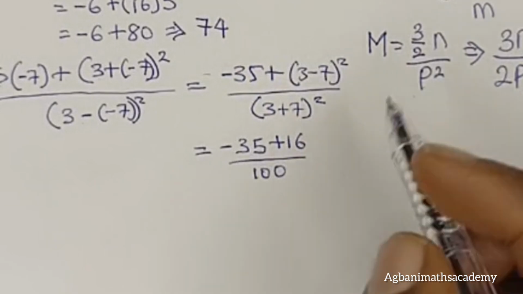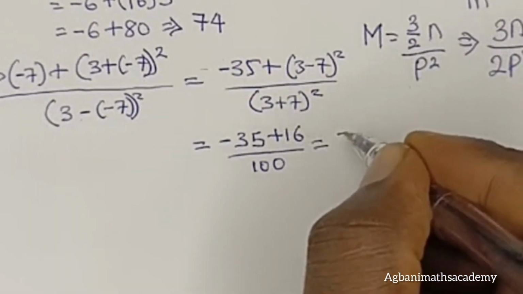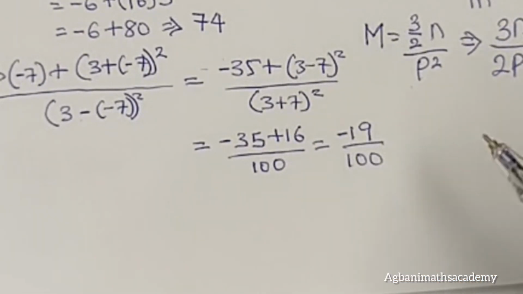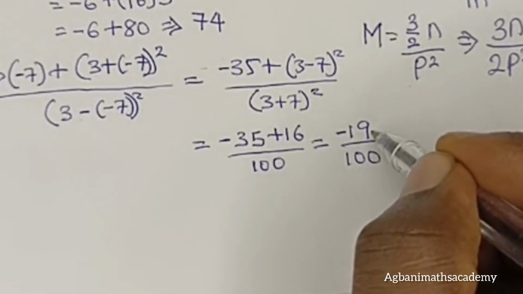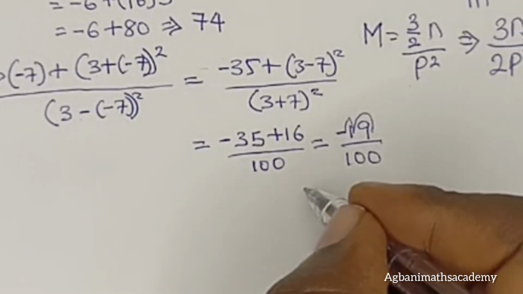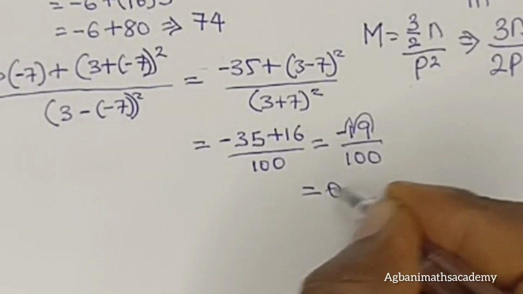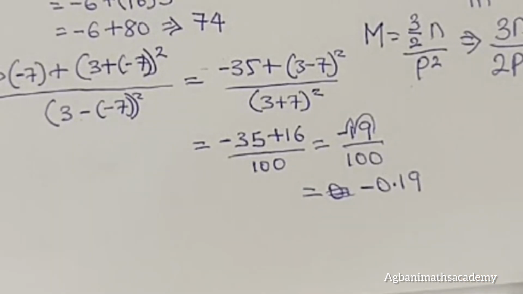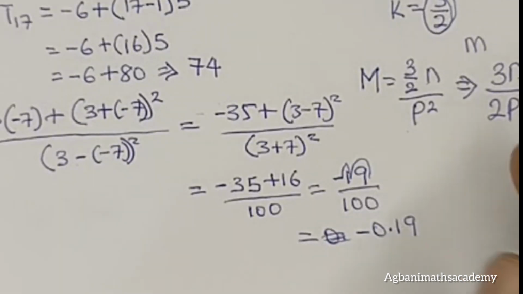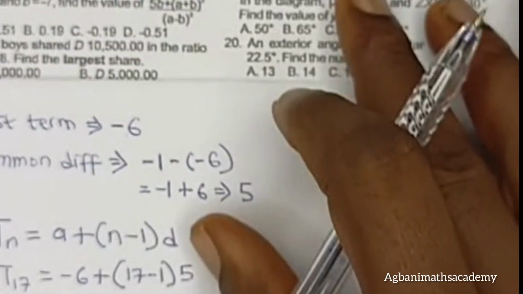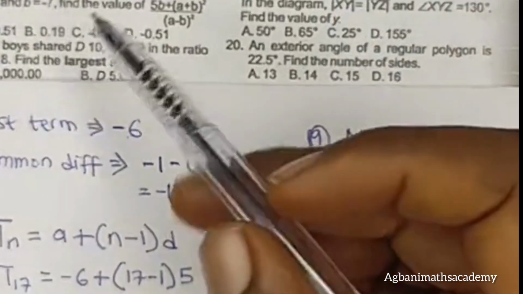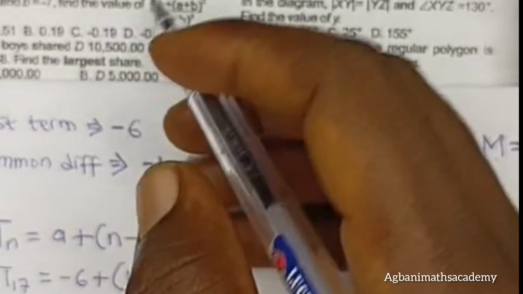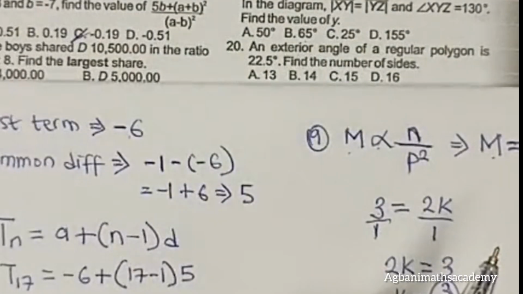So minus 35 plus 16 is equal to minus 19. So we have minus 19 all over 100. Since we are dividing by 100, we'll move the decimal point twice to the left. 1, 2. So our final answer is minus 0.19. That gives us the answer for number 10. So if you choose 0.19, you have a wrong answer. So the answer is minus 0.19. Okay.